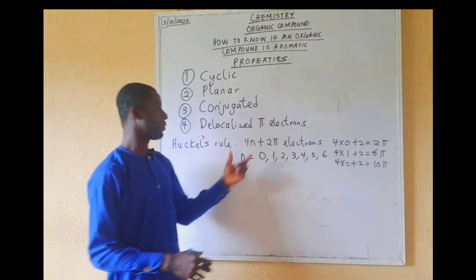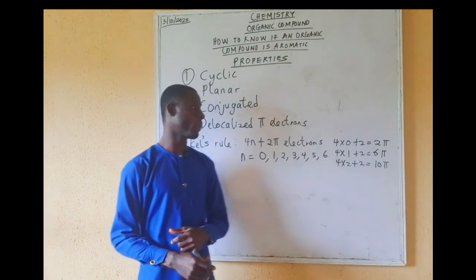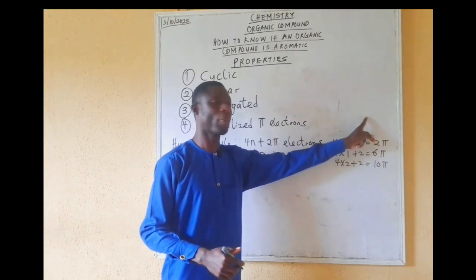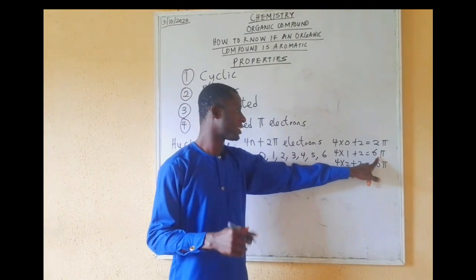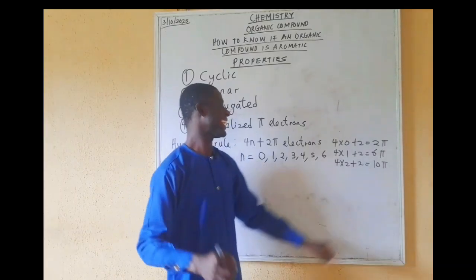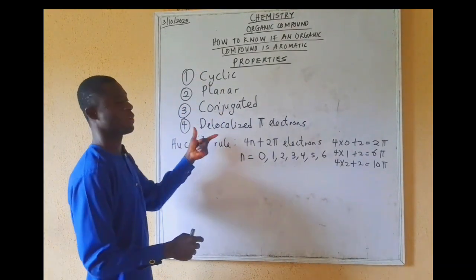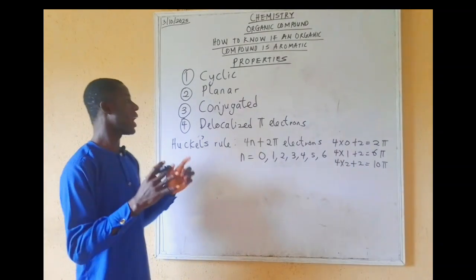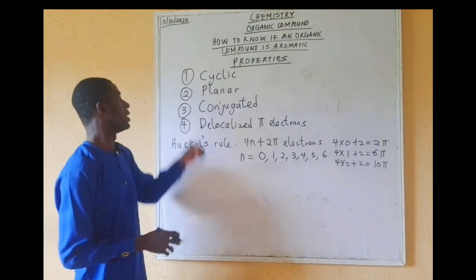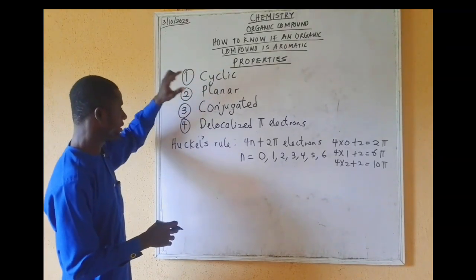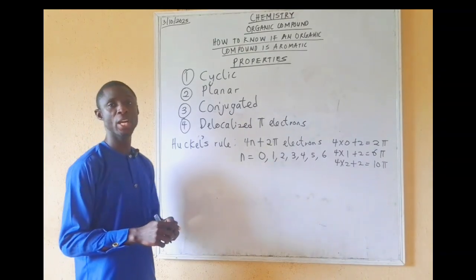That means that for a compound to be aromatic, it may have 2 pi. If it has 2 pi, it's aromatic. If it has 6 pi, it's aromatic. If it has 10 pi, it's aromatic, in addition to all these four properties. So for a compound to be aromatic, we now have 5 things to consider. It must be cyclic, it must be planar, it must be conjugated, it must have delocalized pi-electrons, and it must obey Hückel's rule.